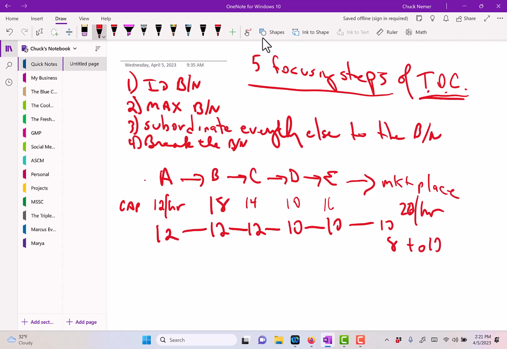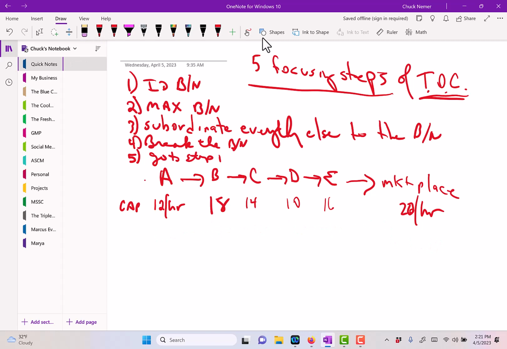So we're not getting the full benefit of it, but we're doing better, which then tackles our 5th step, which is to go to step 1 and find the next bottleneck, which in this case, of course, is going to be D, because that's the slowest spot. And we're going to go back through this process continually to improve it, with the goal of ultimately making the marketplace the bottleneck. So give an example here.